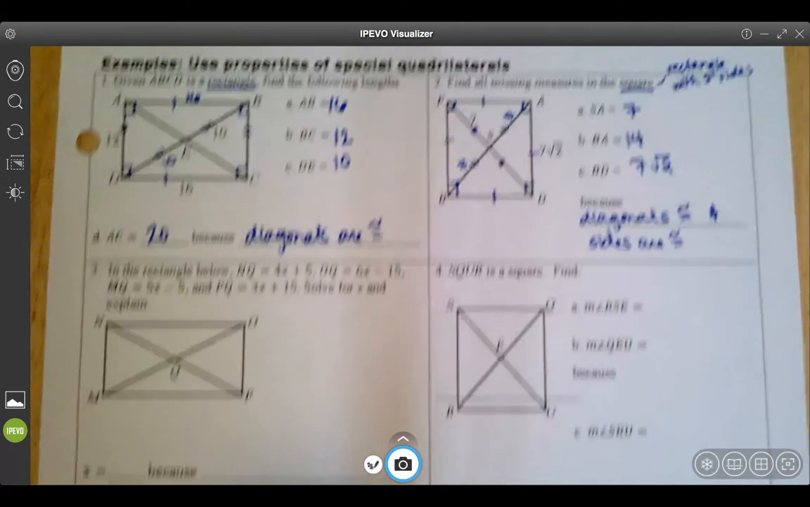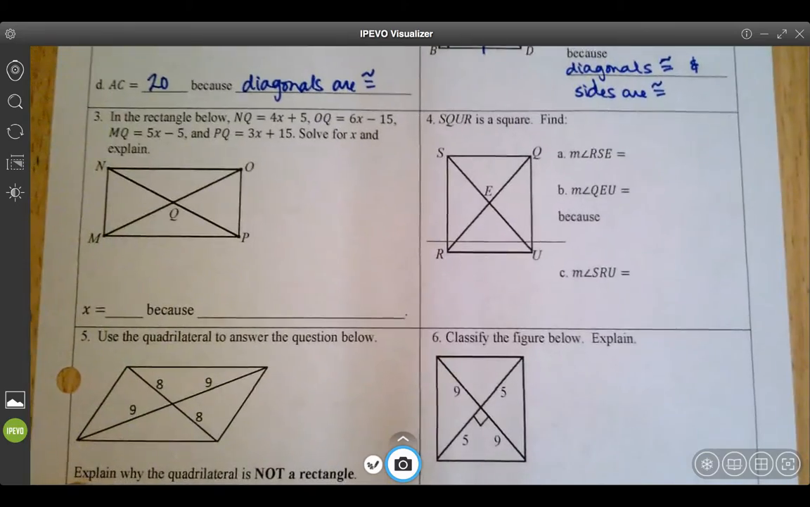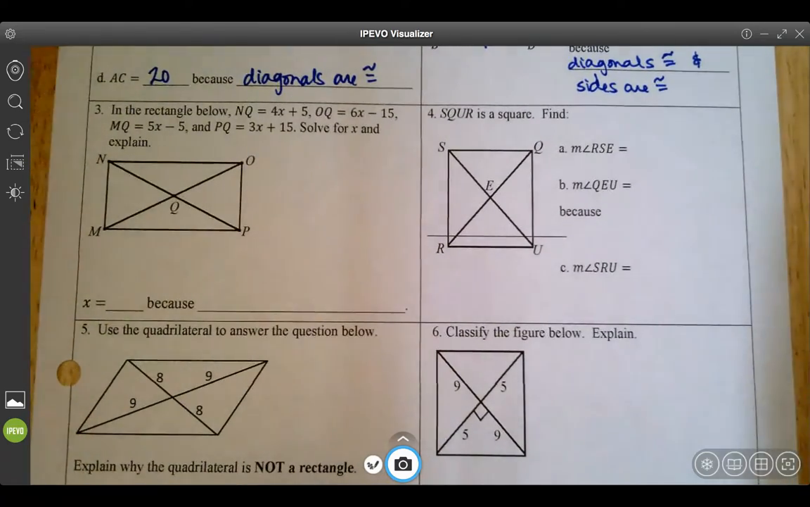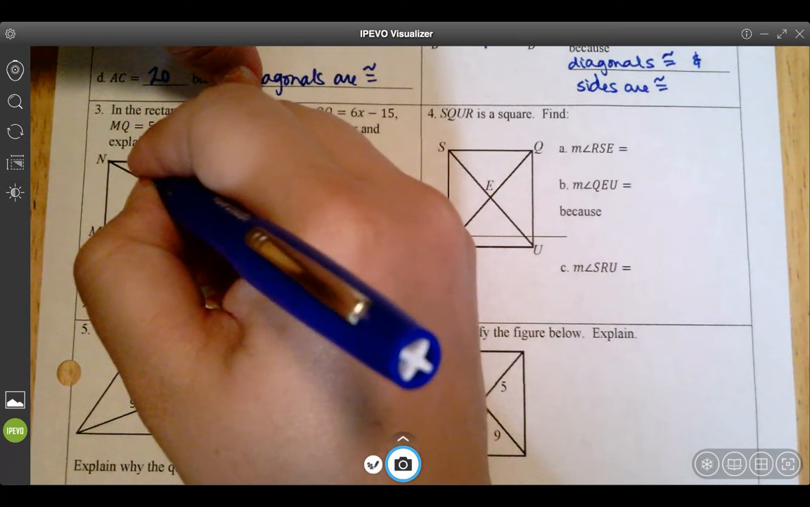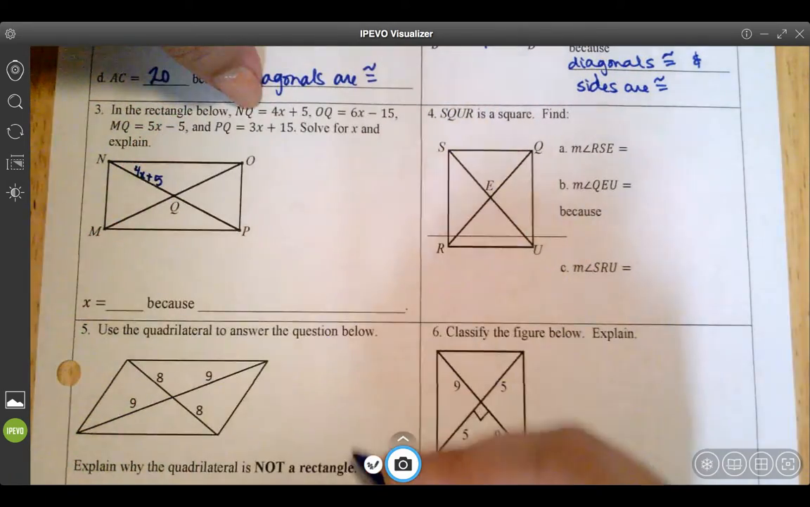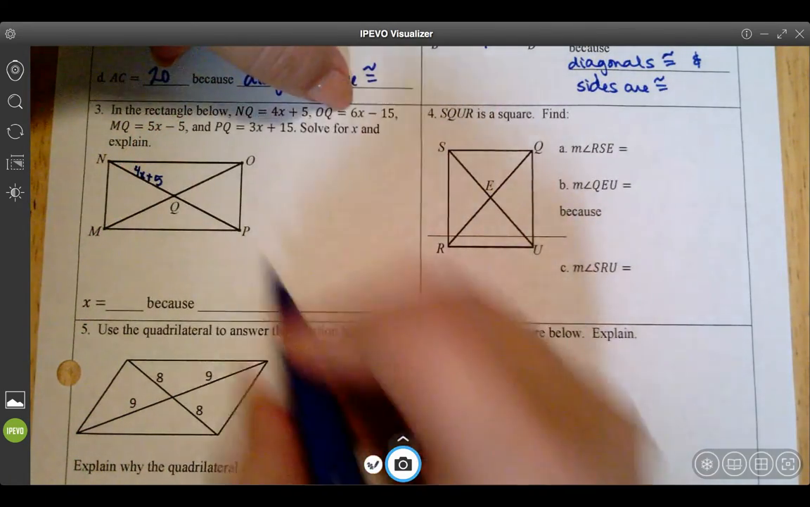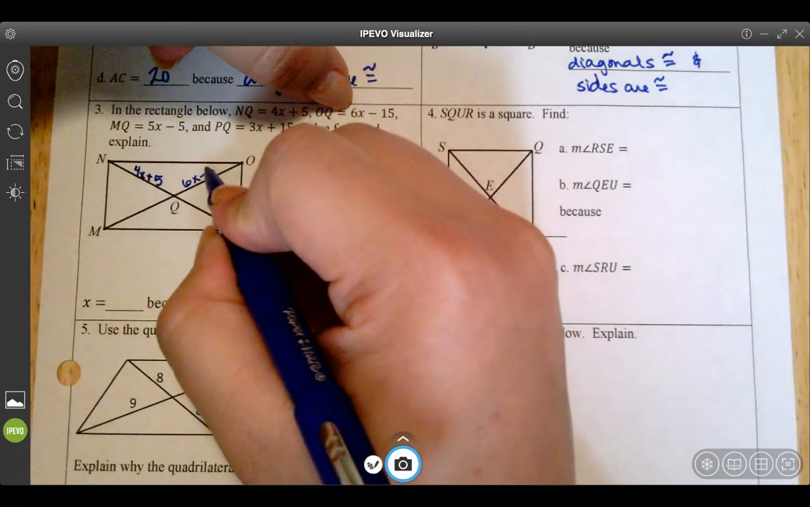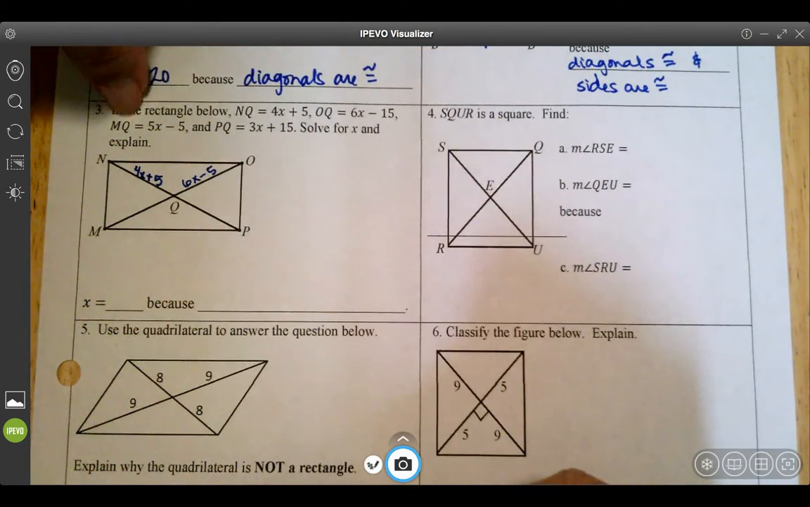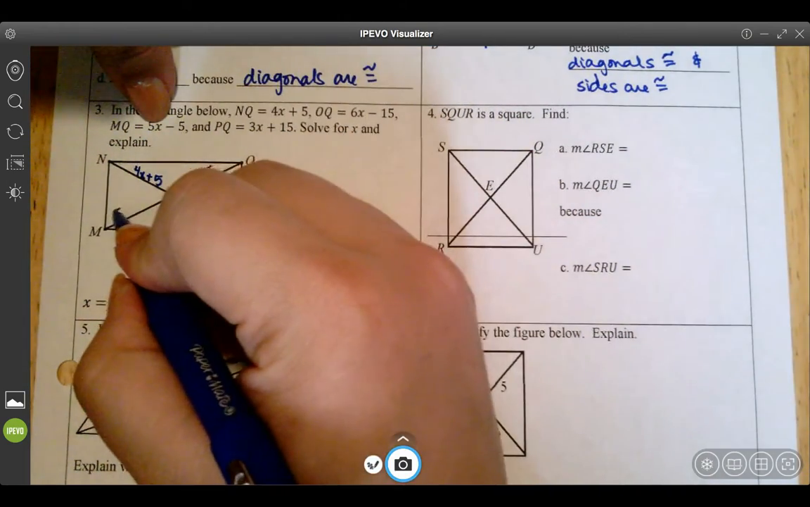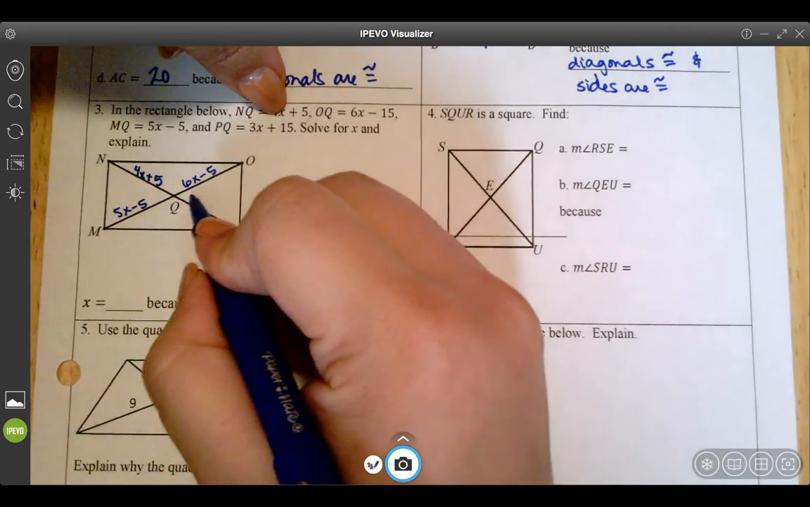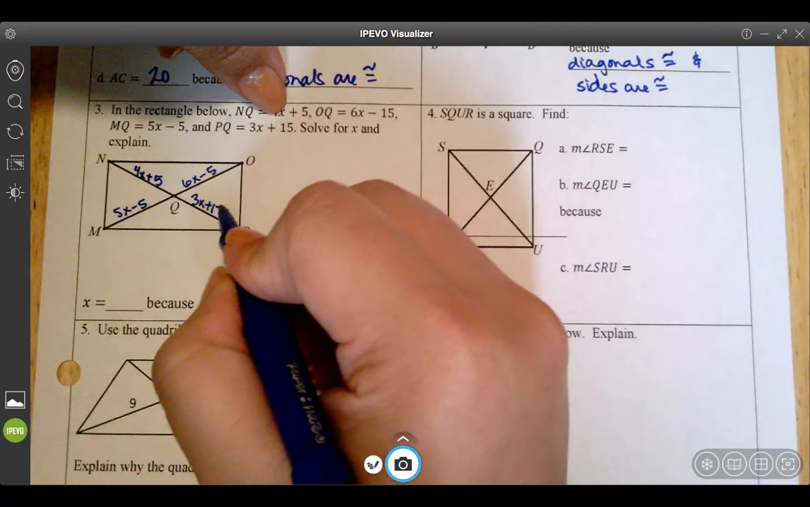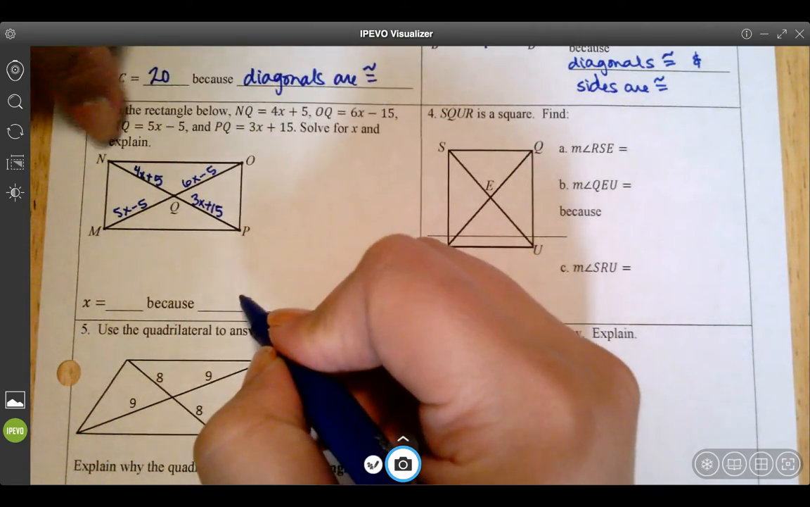Let's take a look at the next one. In the rectangle below, we have that NQ is 4x plus 5. OQ is 6x minus 5. MQ is 5x minus 5. And PQ is 3x plus 15. Solve for x and explain.